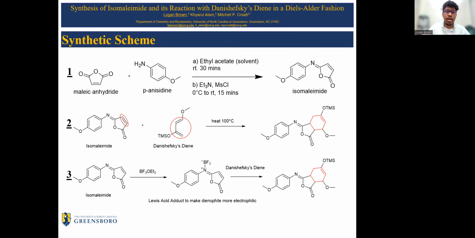We took the isomaleimide, added it to Danishefsky's diene, heated it up to 100 degrees Celsius and just stirred it for a couple hours. And then our product was formed, and you can see I've highlighted in red again that red hexagonal ring that was created by the Diels-Alder reaction.